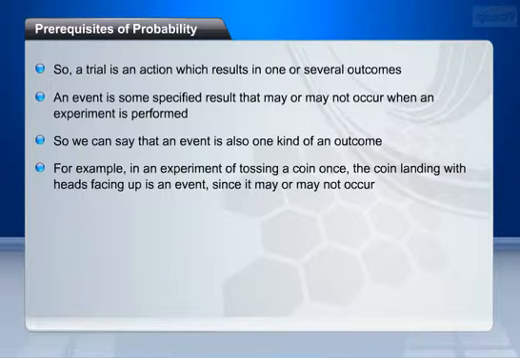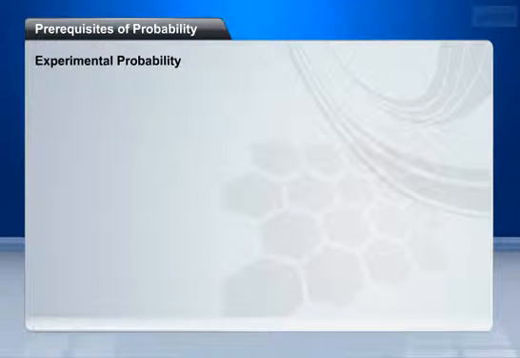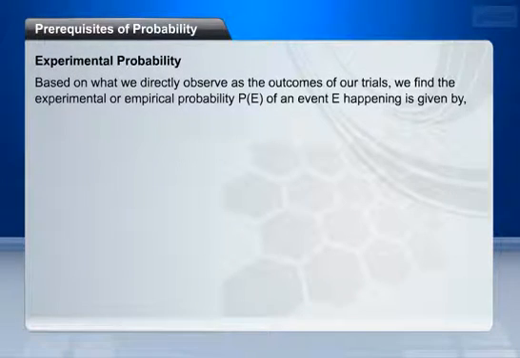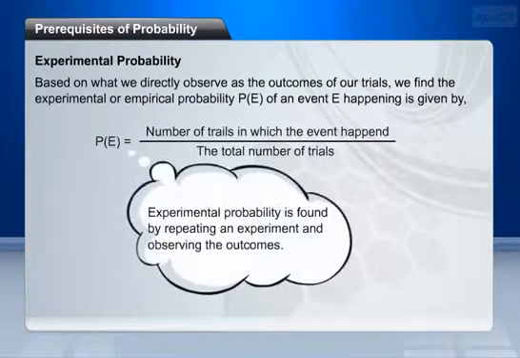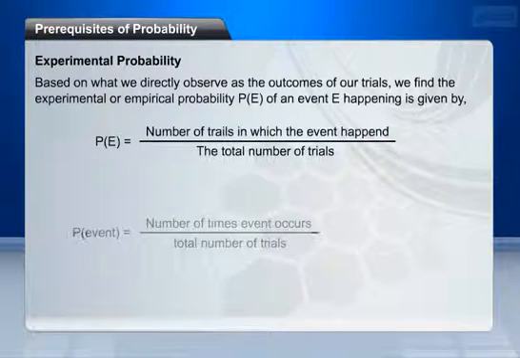Let's now see what we mean by experimental probability. Based on what we directly observed as the outcomes of our trials, the experimental or empirical probability, P of E, of an event happening is given by P of E equals the number of trials in which the event happened divided by the total number of trials. Here experimental probability is found by repeating an experiment and observing the outcomes, or P of event equals number of times event occurs divided by total number of trials.